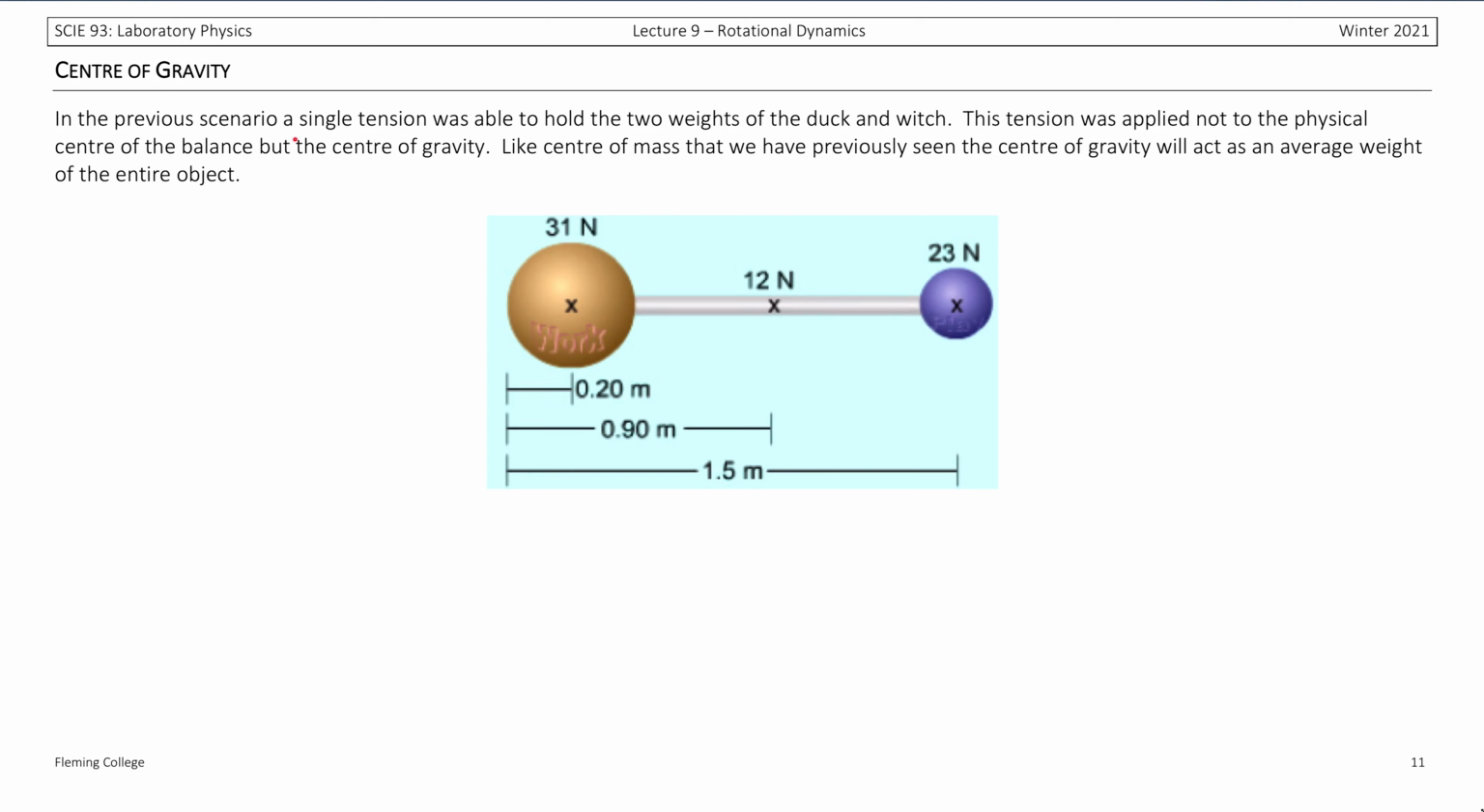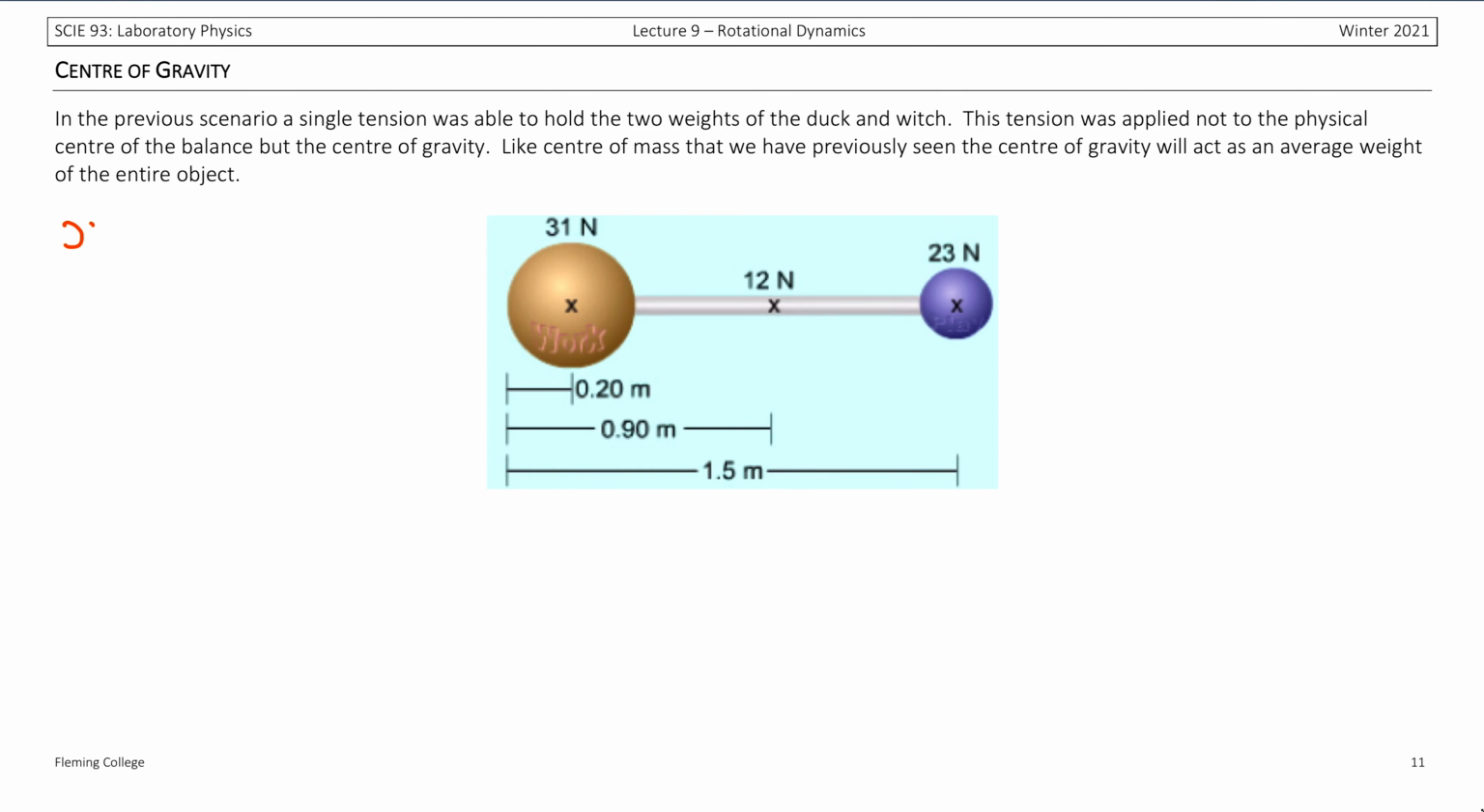In the previous scenario, a single tension was able to hold the two weights of the duck and the witch. This tension was not applied to the physical center of the balance, but at a point that we'll call the center of gravity. Like the center of mass that we've previously seen, the center of gravity can be calculated as an average weight of the entire object.